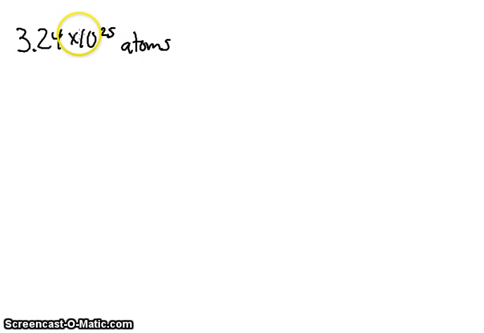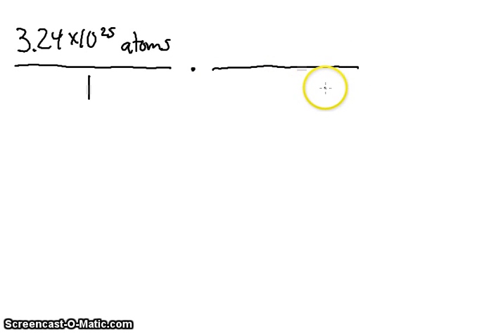So we'll be using strategies that we've seen before. First thing that we'll do is we'll take our original value and set it over 1, like we generally do for problems like this. So once we put it over 1, we're going to need to figure out a conversion factor that will be used with this. We know that atoms will need to be on the bottom here in order to cancel. And since we're trying to get to moles, we're going to put moles on top.